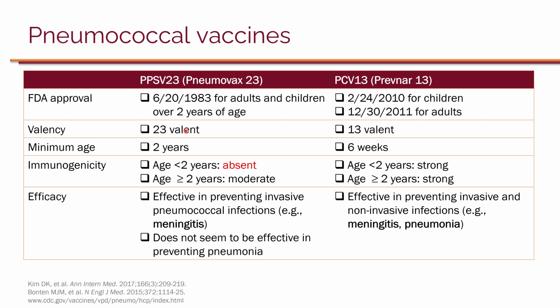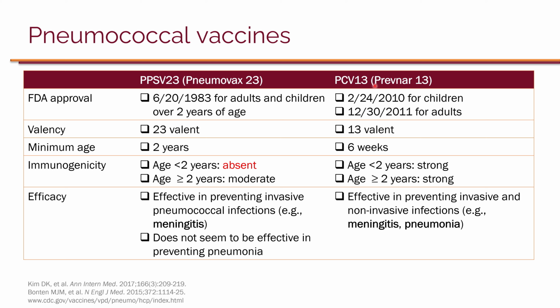Now, this does cover 23 valents, and the studies have never shown that it can actually reduce the risk of pneumonia, but certainly it can prevent invasive pneumococcal infection, specifically meningitis. So there is certainly value in administering it to people.